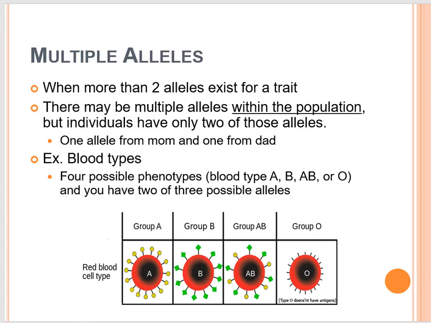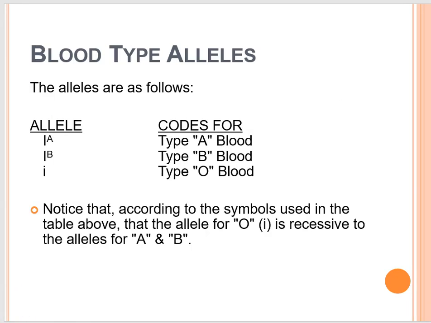So here are 3 different alleles for blood type. We have these little superscripts. For blood, we use the I. Big I is dominant, little i is recessive. Big I-A is type A blood. Big I-B is type B. And little i is O. What does that little i mean? Recessive. So if you're going to have type O, how many do you have to have? 2 recessives. You got to get one from each parent to be type O.